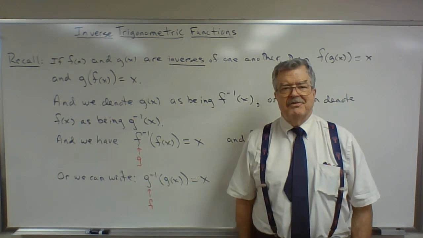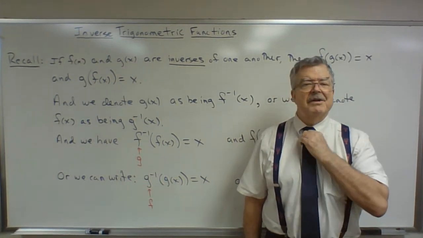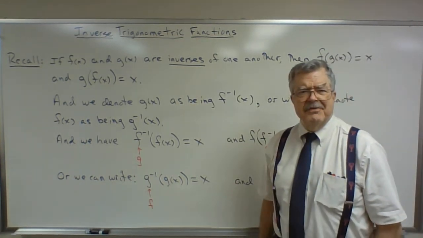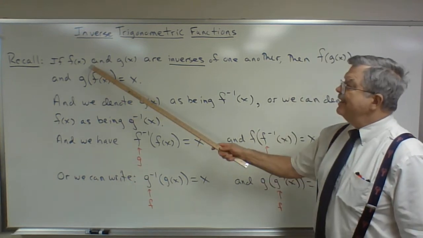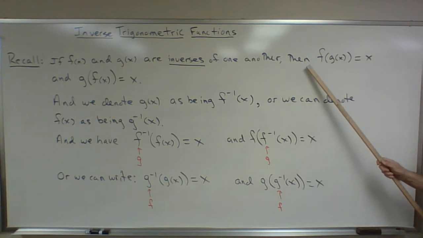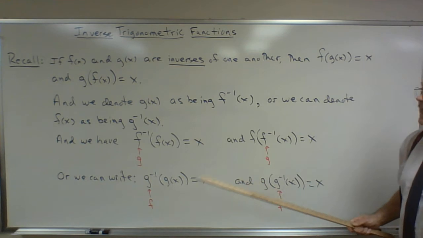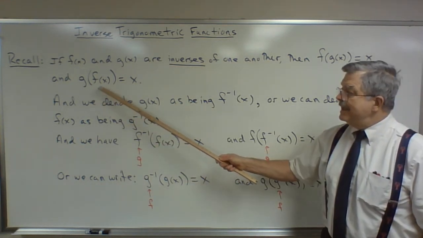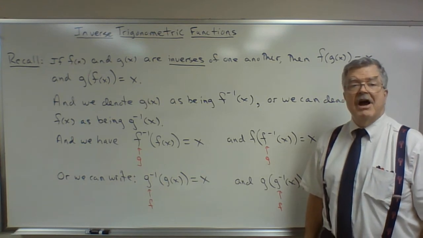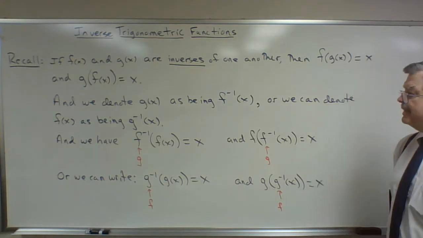Hey, Calculus 2 fans. Today we're going to be talking about inverse trigonometric functions. Now, as far as inverse functions go, remember this. If f of x and g of x are inverses of one another, then f evaluated at g of x equals x, and g evaluated at f of x equals x. f and g undo each other through function composition.